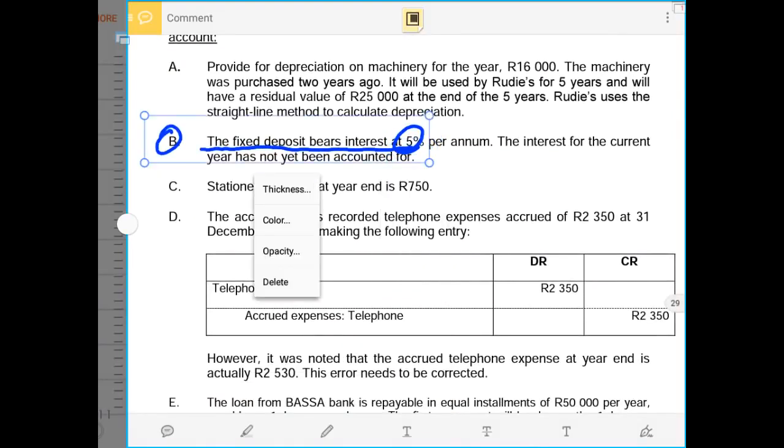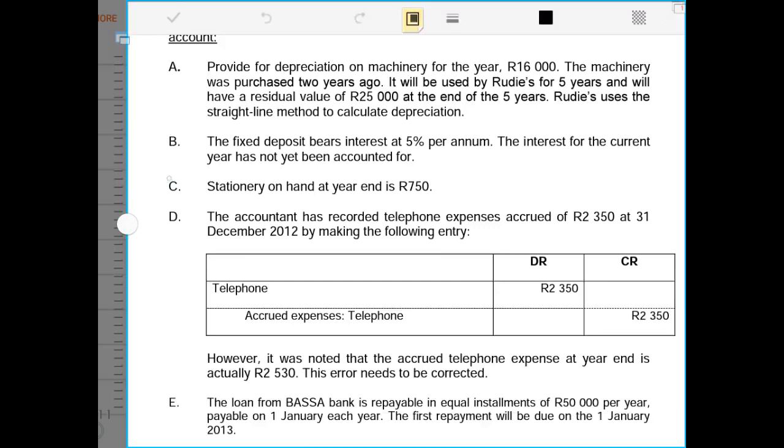Then we continue on that same note. Then it says under number C that stationery on hand is 7,750 rands.